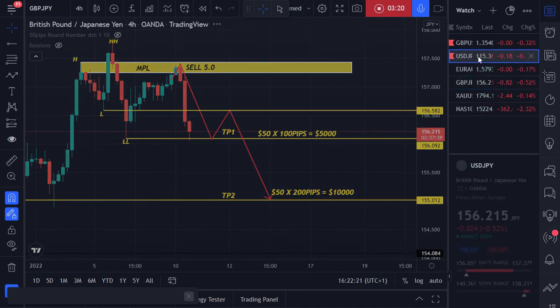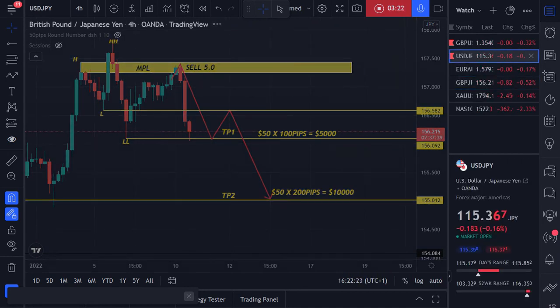I don't know what is going on with USD JPY. It's not coming up. We have a setup on USD JPY. I don't know why it's not coming up.